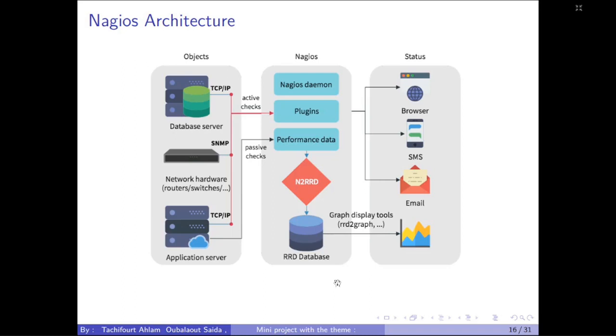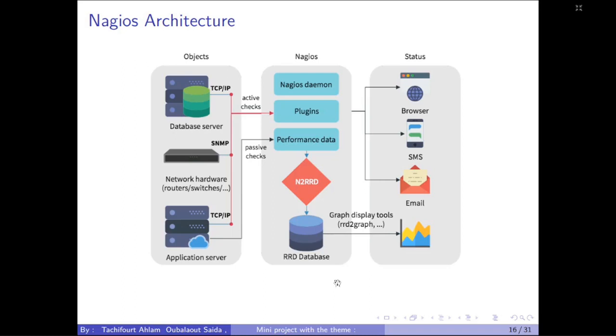Plugins. Nagios uses plugins to perform various checks on resources. These plugins can be written in any language and are executed by the Nagios Core. They return such information to the Nagios Core, which is used to determine the overall status of the resource.